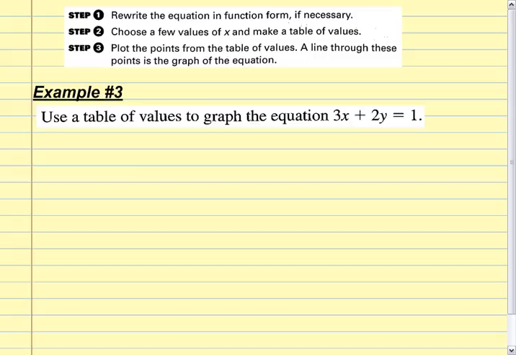Okay, so let's look at this first one. We're starting with 3x plus 2y is equal to 1. Who wants to do this one for me? What's the first thing that I'm going to do? Sophia, thanks for volunteering. What do I do first? Okay, step 1, James, what does it say? Rewrite the equation in function form. Okay, we're going to rewrite the equation in function form.